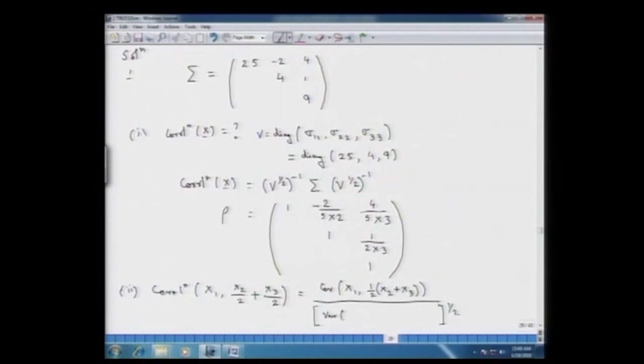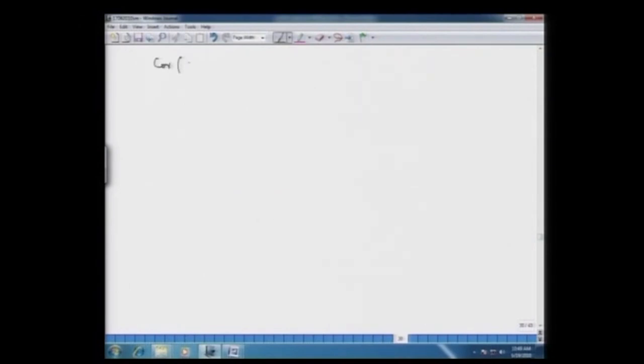So, this is variance of x 1 and this is variance of half of x 2 plus x 3, right. So, we will actually compute this term, this term of course is given directly from the variance covariance matrix, and we will derive what this is in the next slide here. So, let us look at what is covariance between x 1 and x 2 by 2 plus x 3 by 2. So, this is covariance between x 1 and x 2 by 2, plus the covariance between x 1 and x 3 by 2.